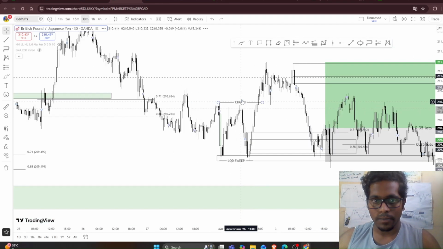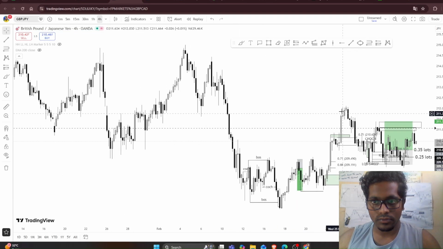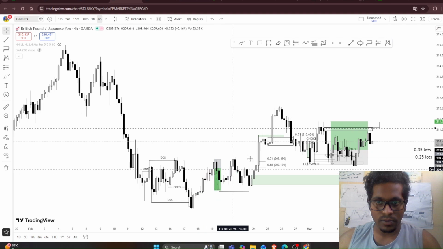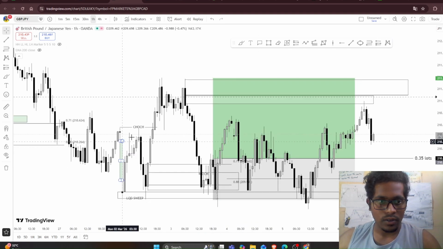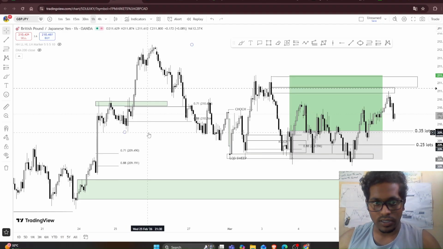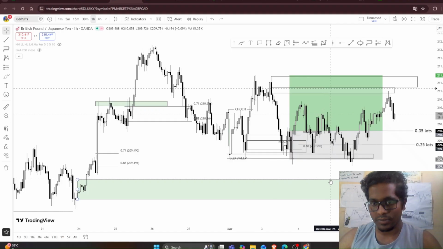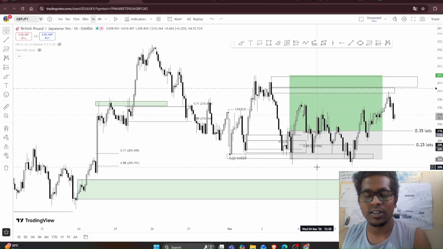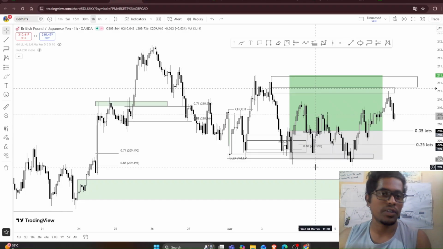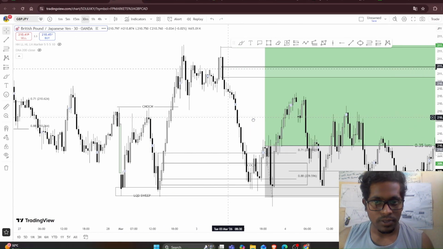This was the setup. In the 4 hour, we can see that the market is in a clear bullish trend, and in the 1 hour we found a clear change of character. We should have been looking for the sell side until it comes here. What made me take this setup is what I'm going to share with you guys. So in 30 minutes, as simple as that.